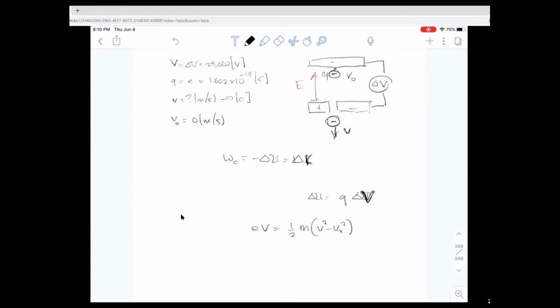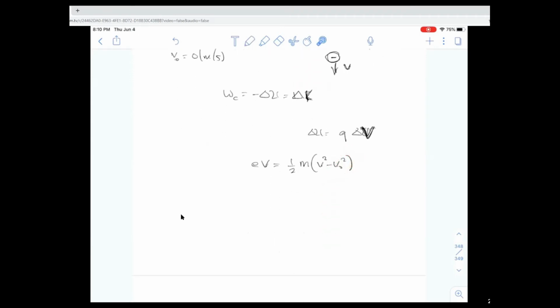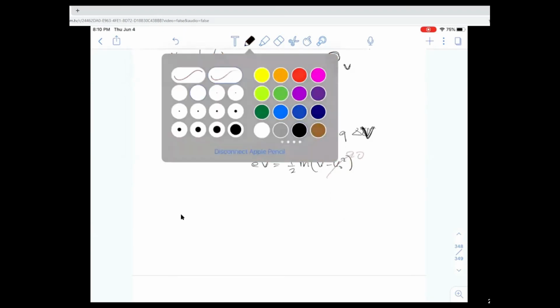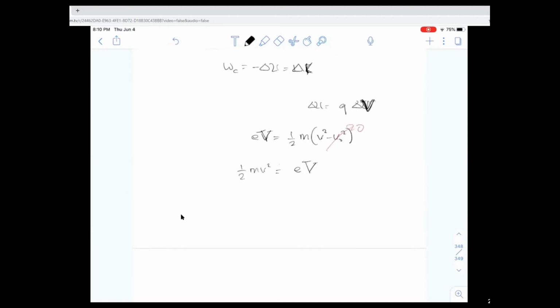And the initial speed is 0, so this initial speed term drops out and goes away. All of a sudden we got it. It's going to be 1/2 m v squared equals e delta V. Let's not confuse these. And then boom. Oh, this is good. Alright, and then plug the numbers in, whatever the numbers are.